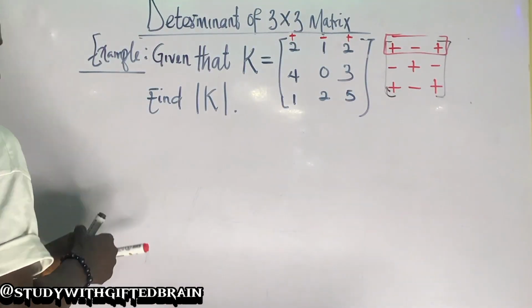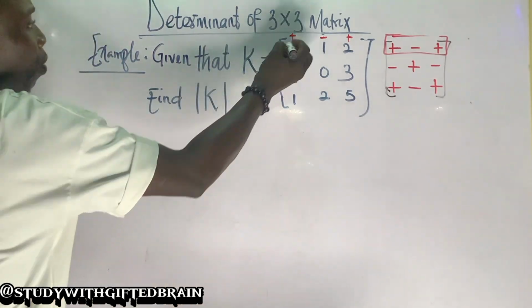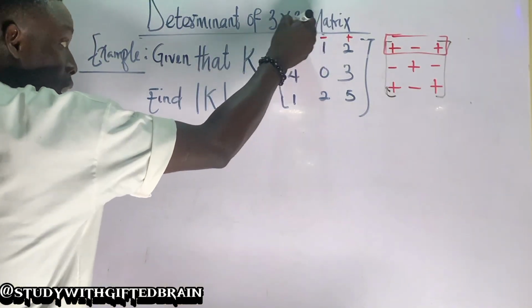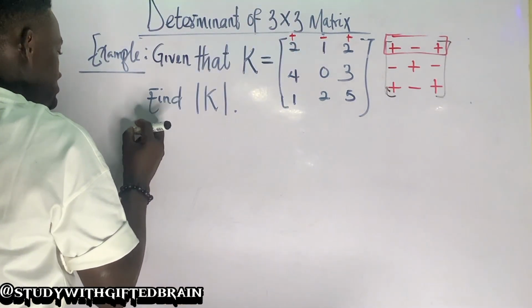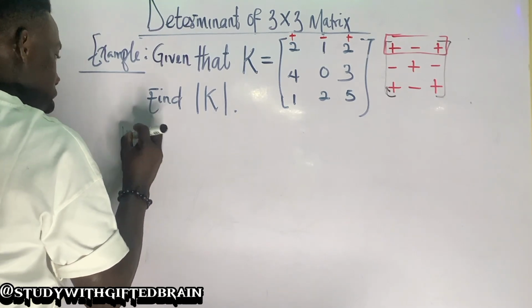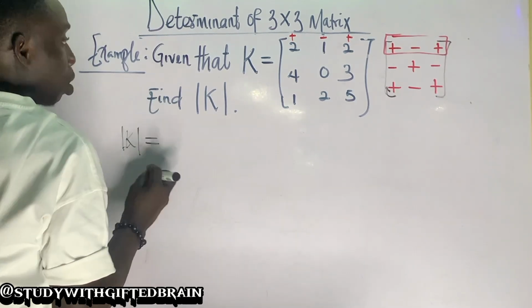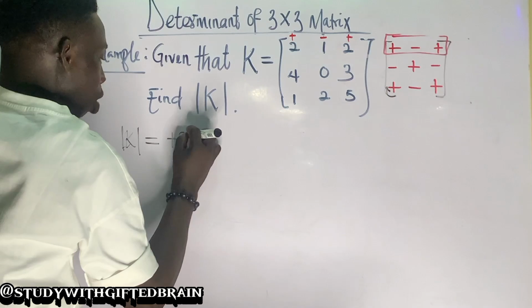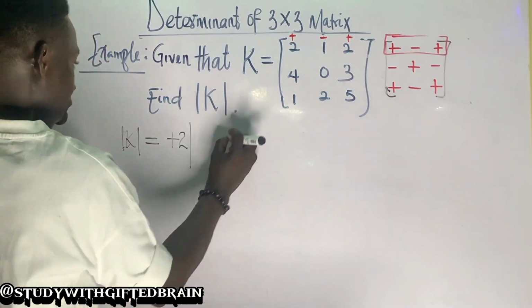So let's solve now. The first number we have here is 2. That's positive 2. So the determinant of K becomes, the first number I have here is plus 2. That will be plus 2. Then you open another sign for the determinant.